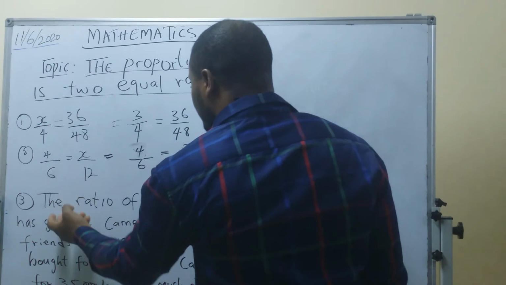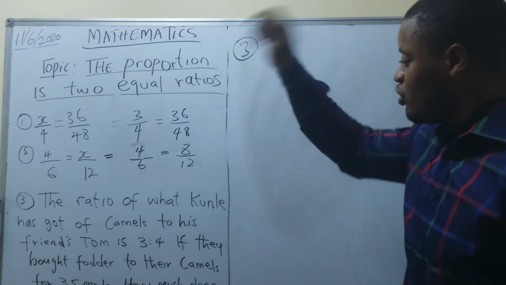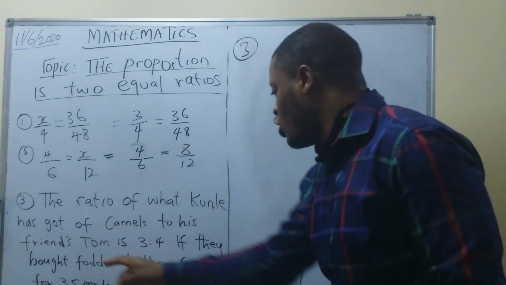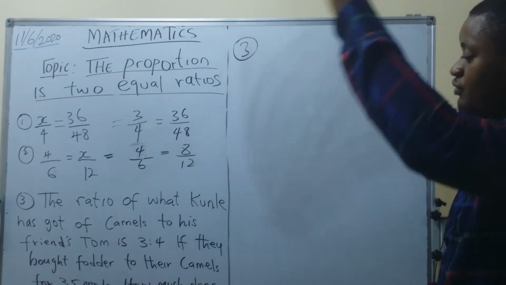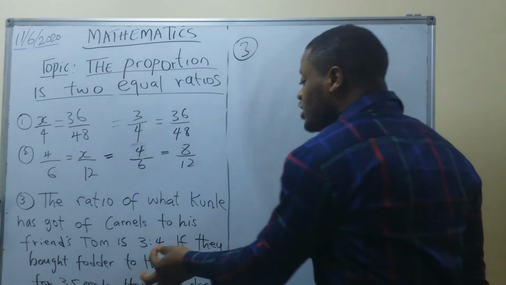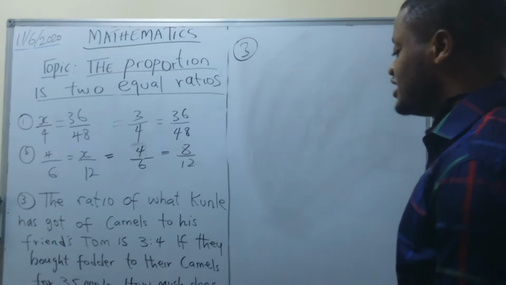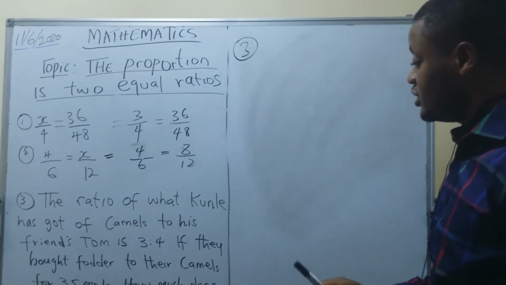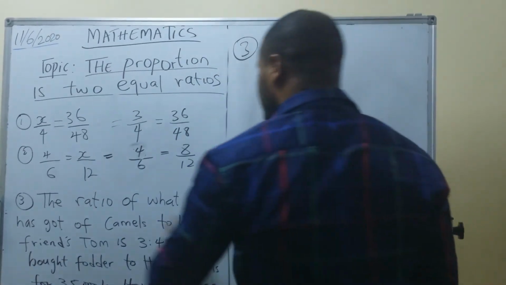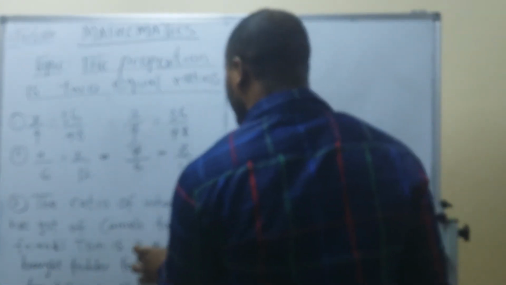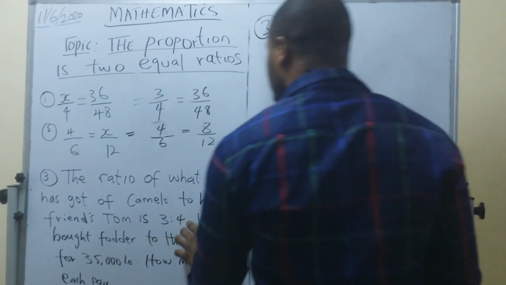It is written as the ratio of what Kunle has got of camels to his friend Tom is 3:4. Kunle comes first before Tom. That is, Kunle is going to have 3, while Tom is going to have 4. That is how it is supposed to be.